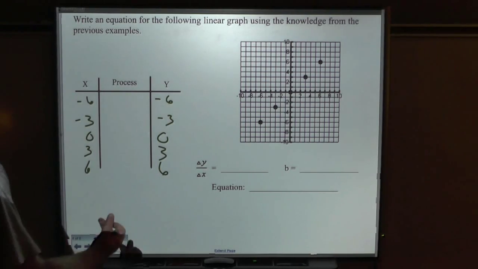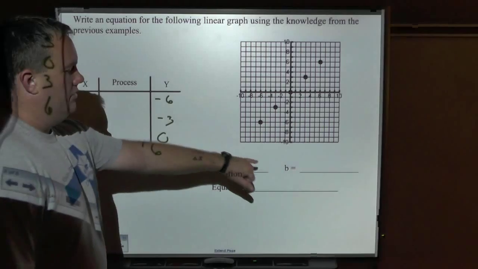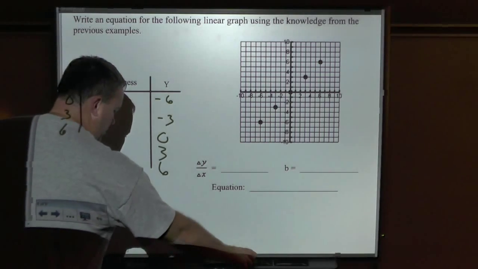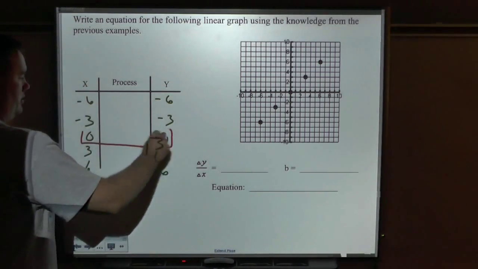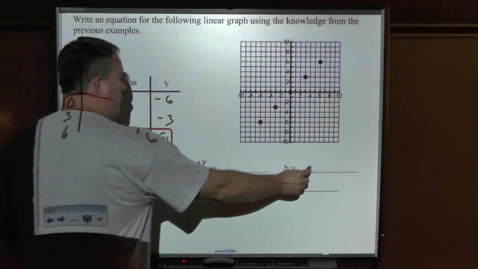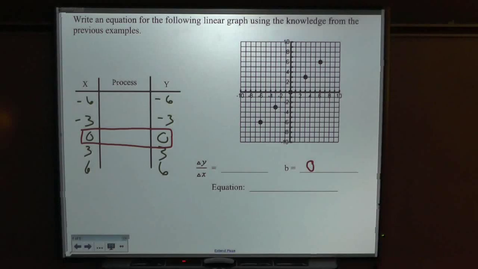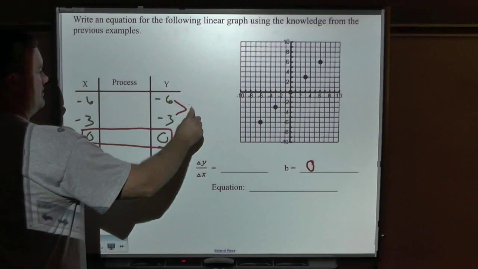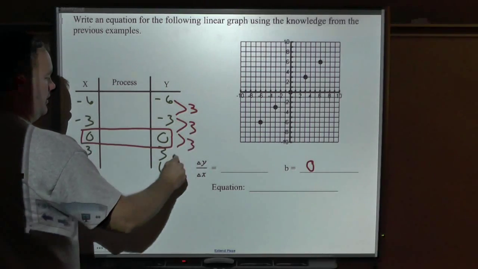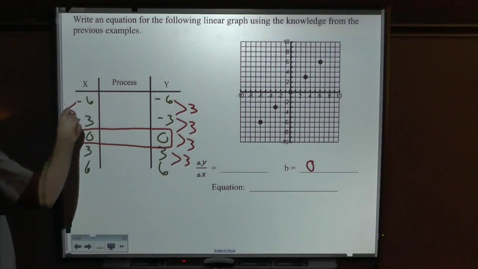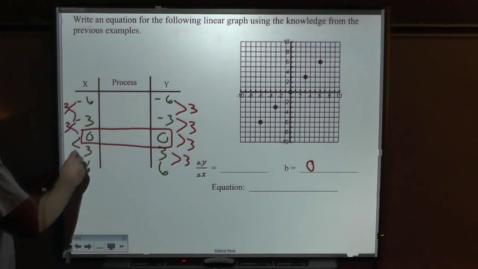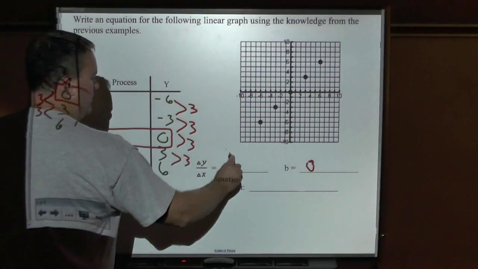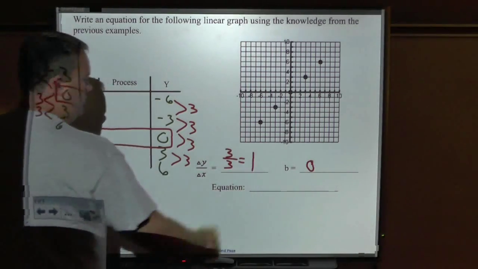Now, same idea. Find your rate of change, your coefficient, and also find your constant, your initial value. Hopefully, you started to notice, hey look, initial value, where x is 0, the y-coordinate is your initial value. Start to know that. Now watch. Change in y. Get from -6 to -3 is 3. 3, 3, 3. Over here, same idea. -3 to 0, 3. 0 to 3, 3. 6 to 3, 6 is 3. So your rate of change is 3 over 3, which is 1.